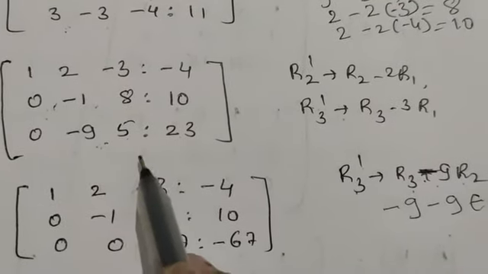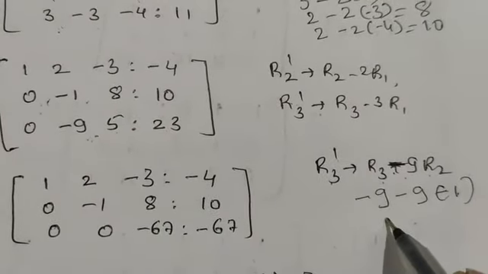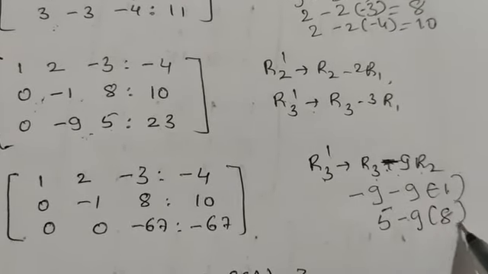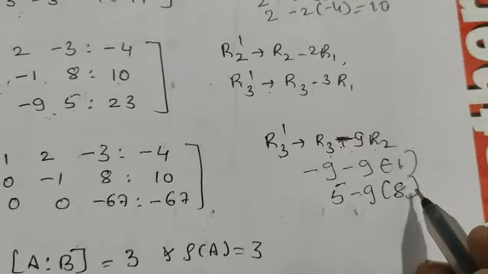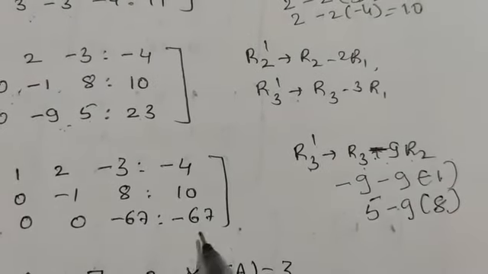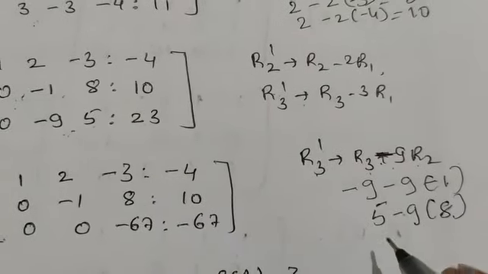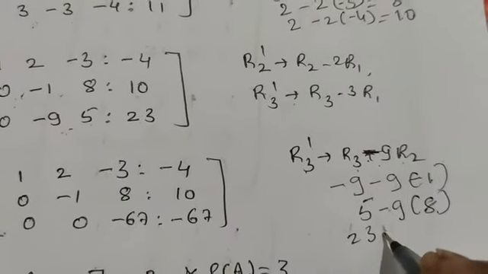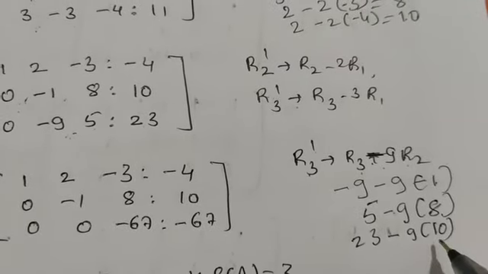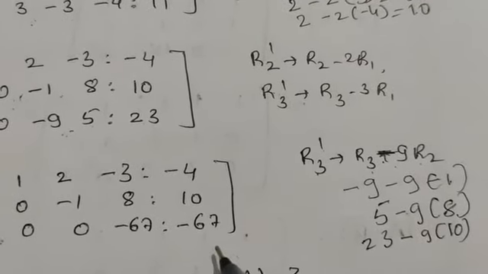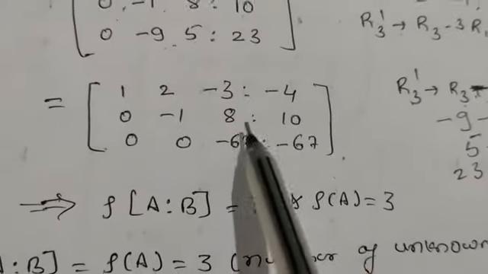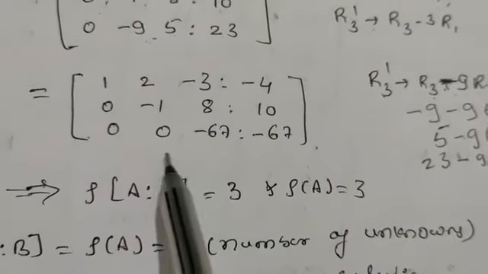Similarly, the next element is also the same. R3 is 5 minus 9 times R2. R2 is 8, so 5 minus 72 is minus 67. Similarly here, 23 minus 9 times 10. 23 minus 90 is equal to minus 67. See here, this is the combination of A and B.